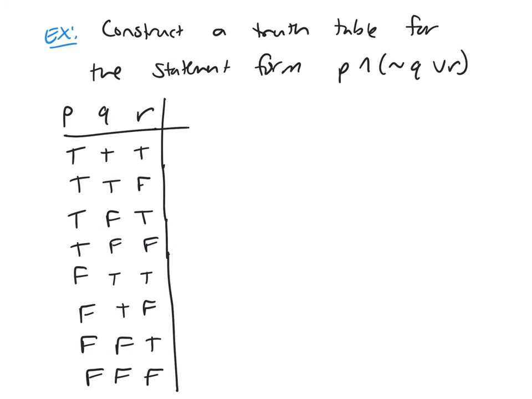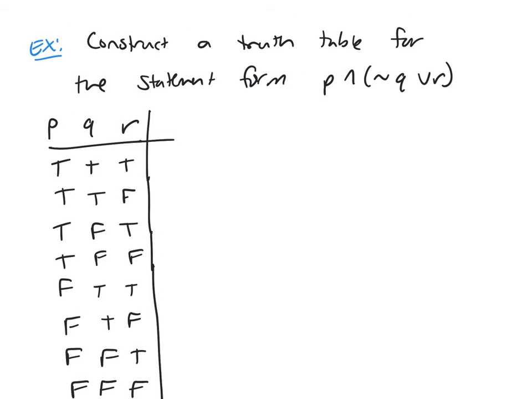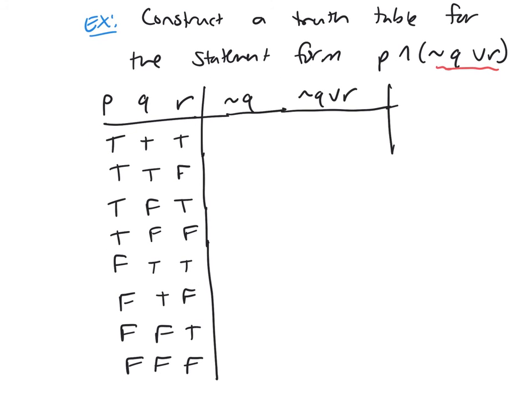So let's look at what we're going to need. Well, I see I'm going to need not Q. And then after I have that, I can build this whole thing. So not Q or R. And then I can make my final column after that. So let's just focus in on these two for now. You're going to take your Q column and flip the entries. So false, false, true, true, false, false, true, true.